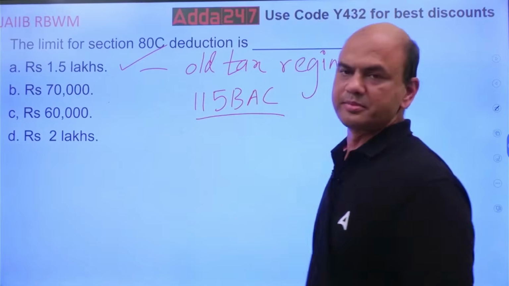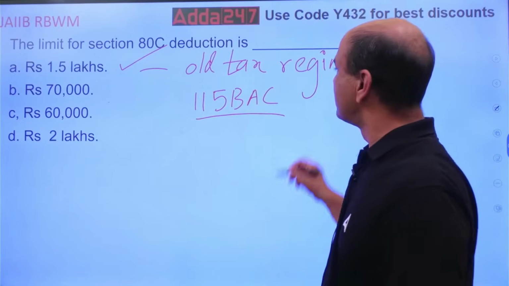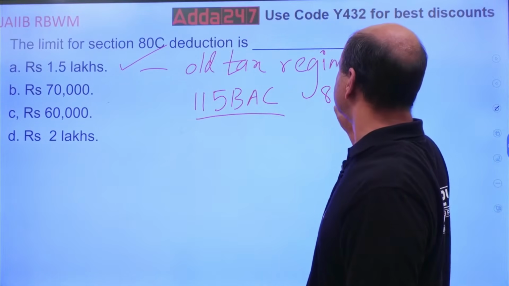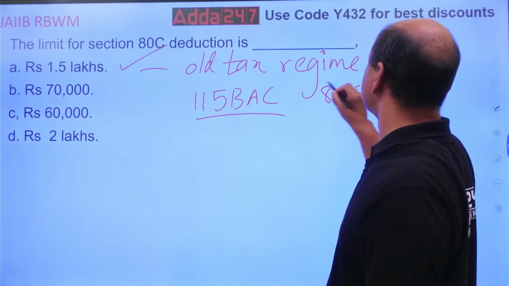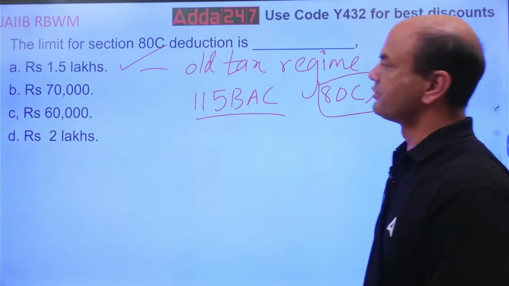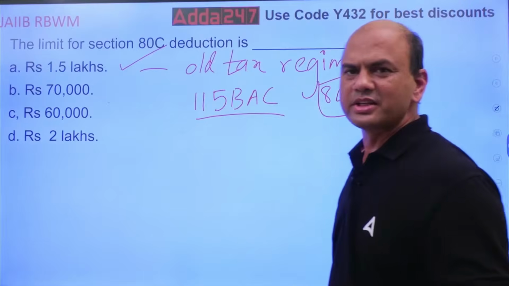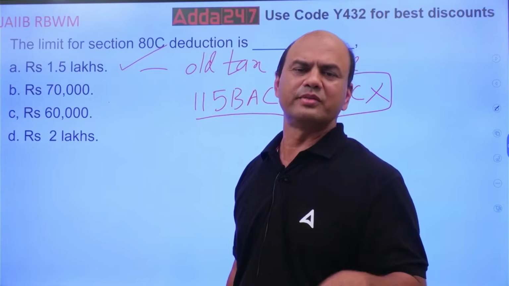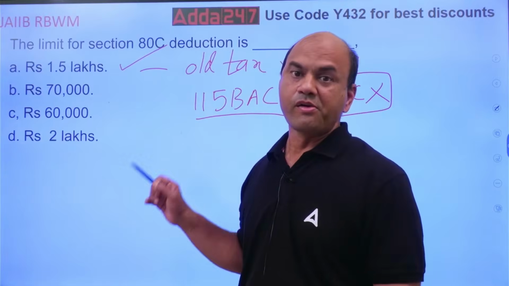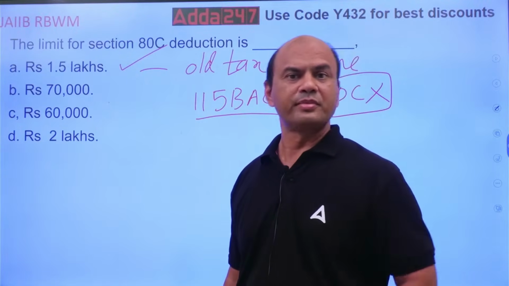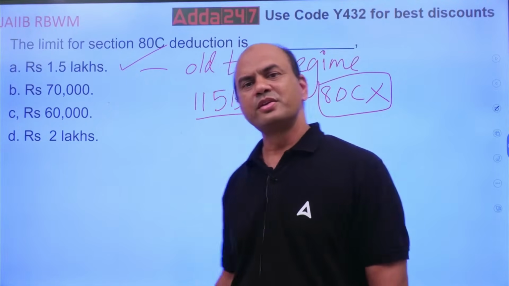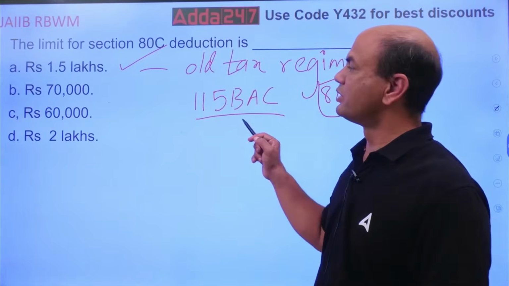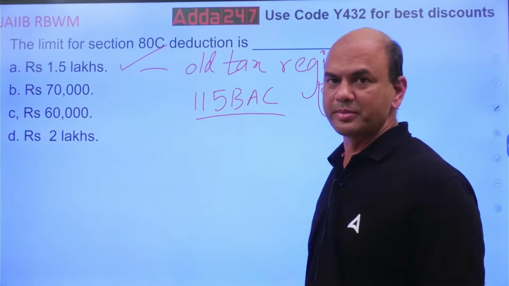This is the new regime. Under this new regime, no ATC. ATC out. Okay? So you invest in any insurance, any ELSS, any PPF, anything, home loan principal, everything is out. So ATC is not there in the new scheme, the new regime, 115 BAC.